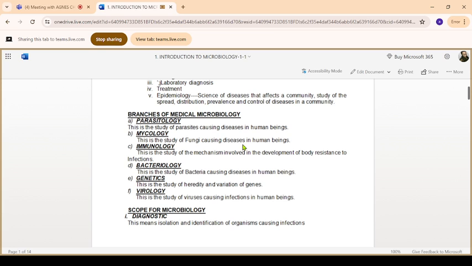We also have genetics. Genetics is the study of heredity and variation of genes. Then finally, we also have virology. Virology is the study of viruses causing infections in human beings.